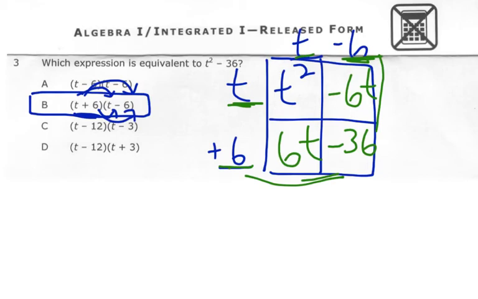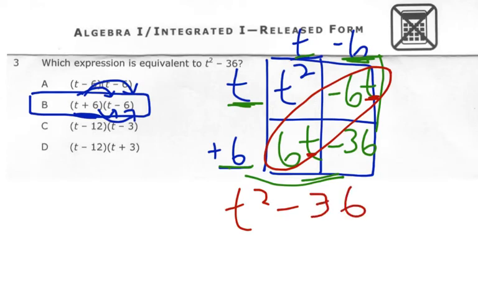And now we want to add our like terms. So do you see any like terms there? I see a negative 6t and a 6t, and they both have a t to the first power, so those are like terms. And what is 6t minus 6t? Hopefully you said nothing. So t squared minus 36 is our answer. So if you're at a loss on the test, you can obviously just work backwards from the answer choices and see which one matches the actual answer up there.